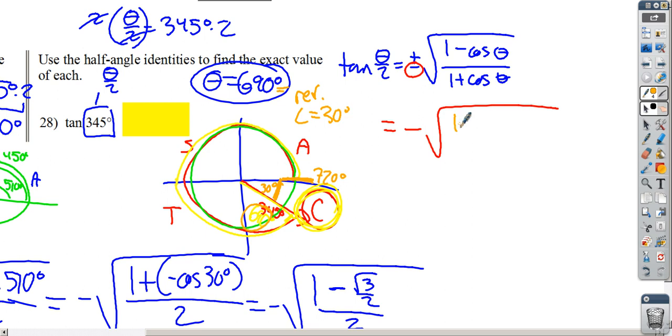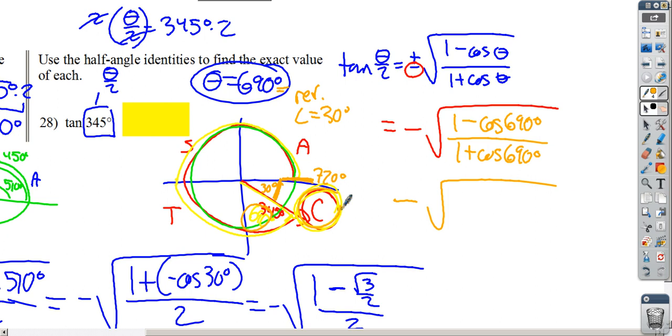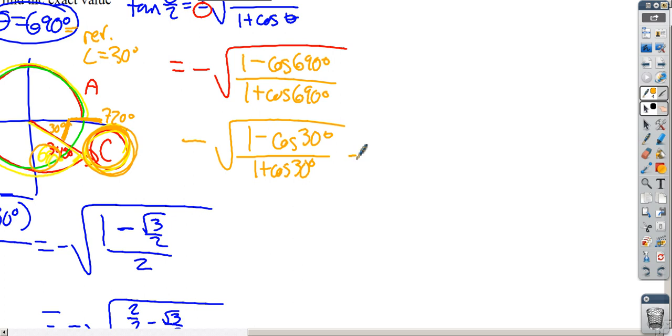So we're being asked to find the square root of 1 minus the cosine of 690 over 1 plus the cosine of 690. We just said that 690 is the same as 30. And we don't have to change to positive or negatives because we're in this fourth quadrant. 690 puts us in the fourth where cosine is already positive. So we're going to have 1 minus cosine of 30 over 1 plus cosine of 30. The cosine of 30 we did on the previous problem. I think it's radical 3 over 2. So this is going to be negative the square root of 1 minus radical 3 over 2 over 1 plus radical 3 over 2.